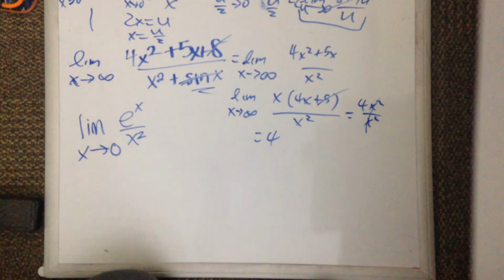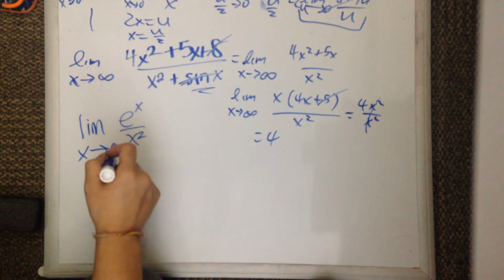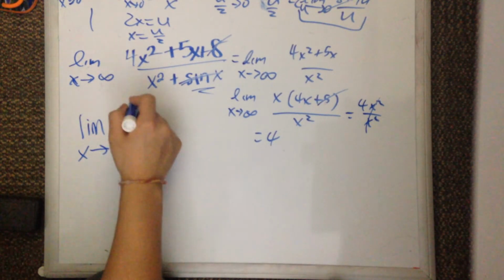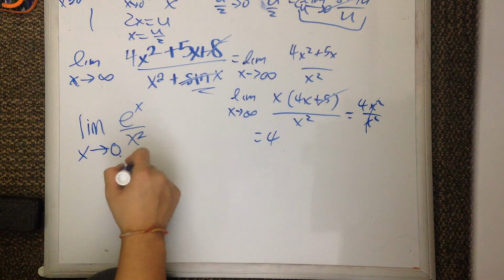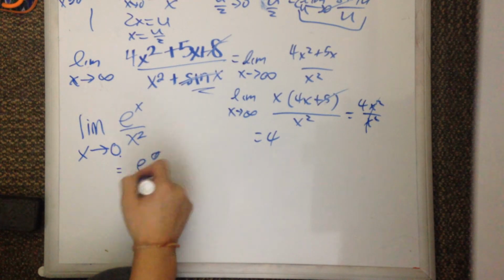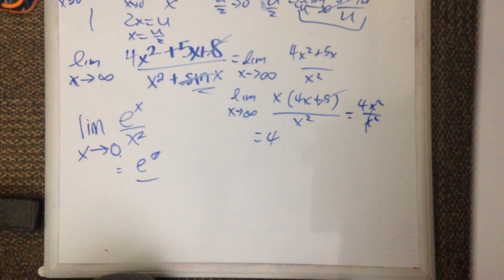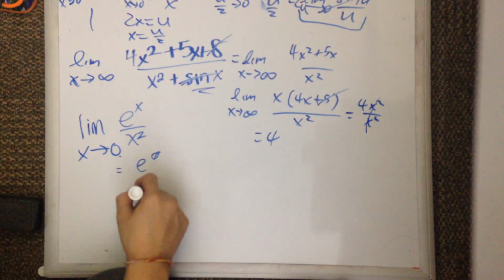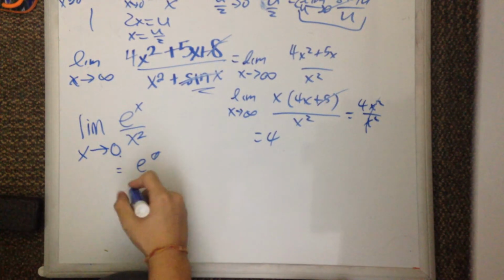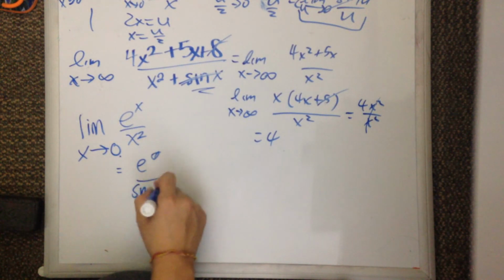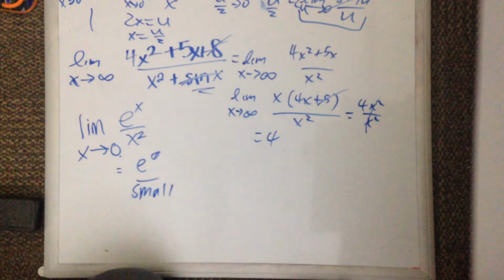So now let's do the limit as x approaches 0 of e to the x over x squared. Let's plug it in. What's e to the 0? 1. So e to the 0 over 0 squared, so it's over 0. We're not allowed to divide by 0. So instead of dividing by 0, since this is approaching 0, it's something small.